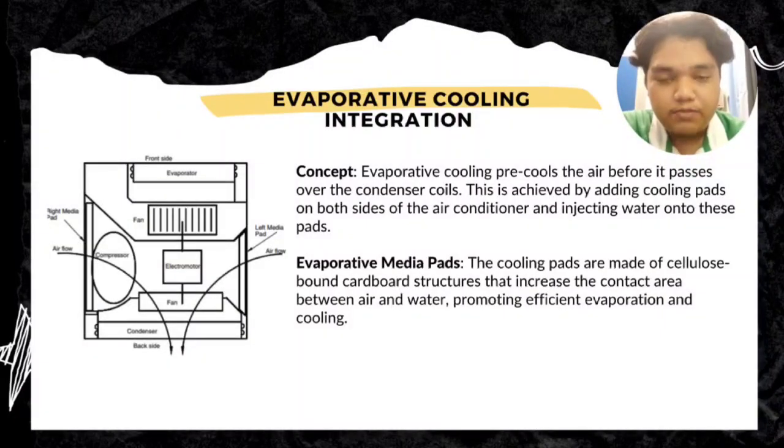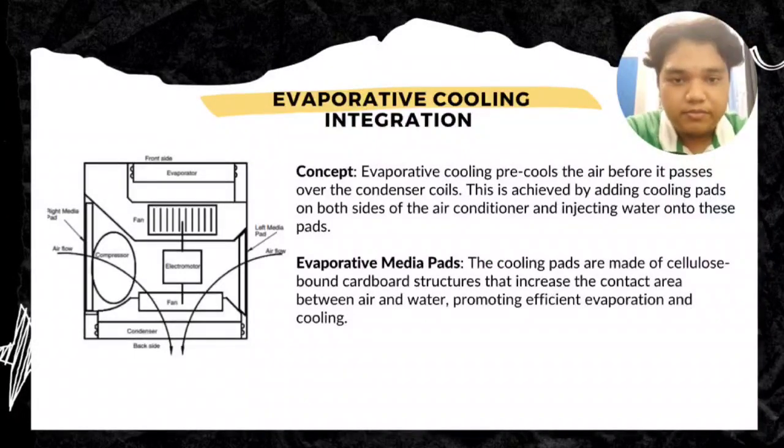Okay, now I will explain the evaporative cooling integration system. For the concept, evaporative cooling cools the air before it passes over the condenser coil. This is achieved by adding cooling pads on both sides of the air conditioner and injecting water onto these pads. It means that when the air passes through both of the media pads, the hot air from outside is removed, and the cool air that passes through the media pad will flow to the condenser.